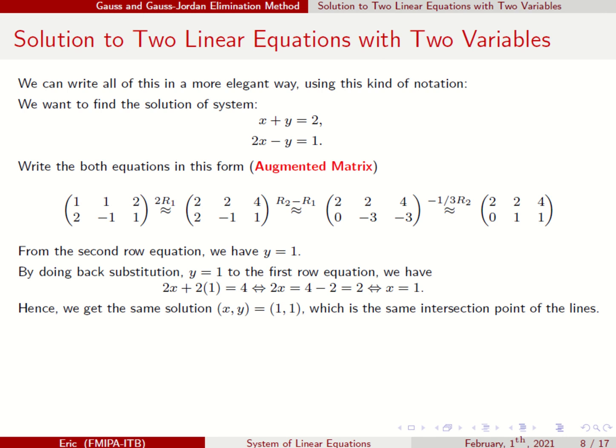What does the first row mean? It means 2x plus 2 times y, which is 1, equals 4. It means 2x equals 2 and x equals 1. So I have the same solution, the same intersection point, but I'm using a much simpler notation, and that is what we usually call the elementary row operations. You can multiply, you can exchange rows, and you can multiply something and add or subtract it to another equation.